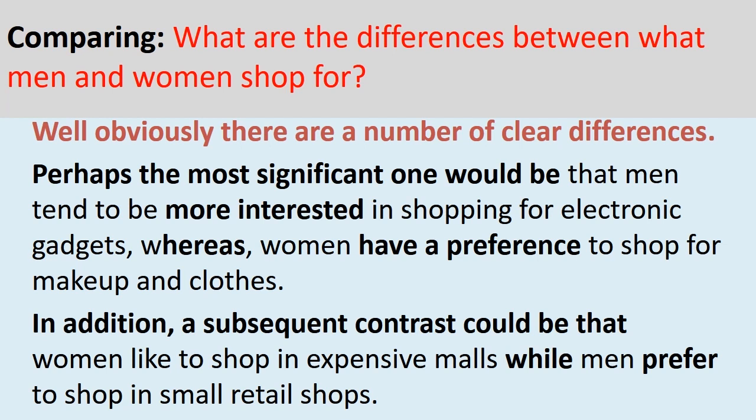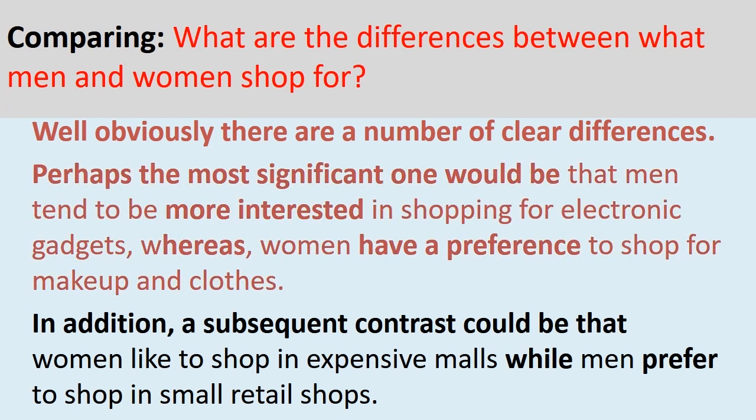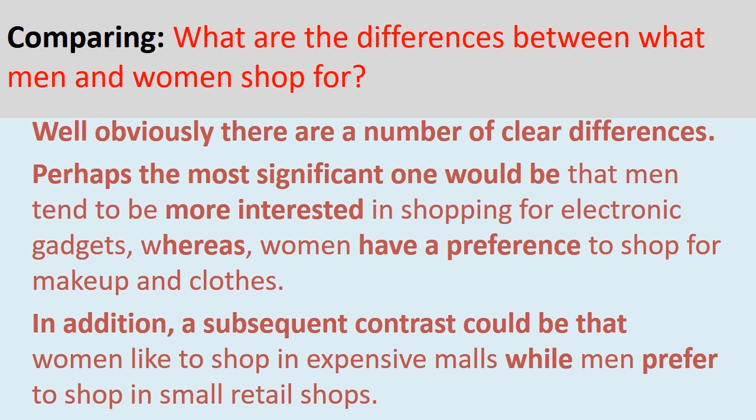Then we move on to the first main idea. Perhaps the most significant one would be that men tend to be more interested in shopping for electronic gadgets, whereas women have a preference to shop for makeup and clothes. Then we move on to our second idea. In addition, a subsequent contrast could be that women like to shop in expensive malls, while men prefer to shop in small retail shops.